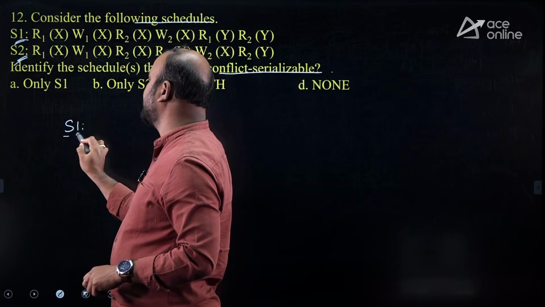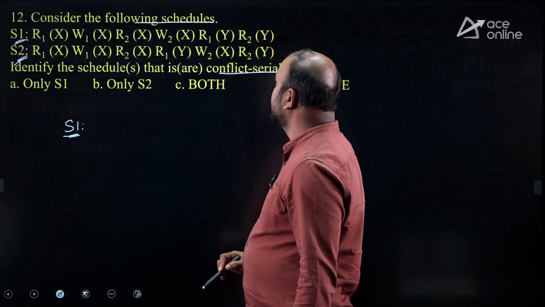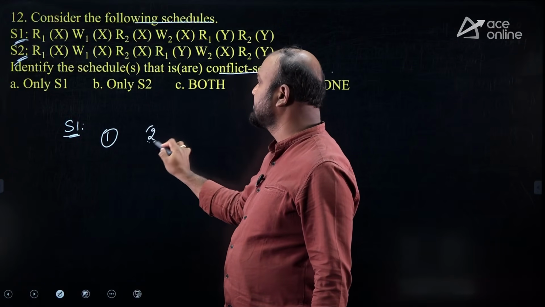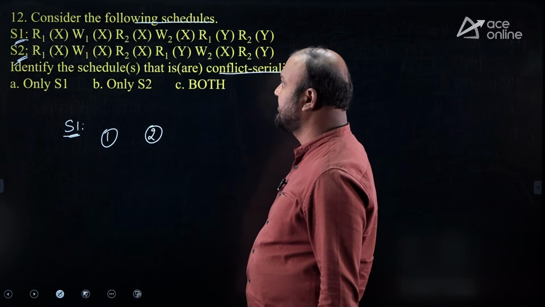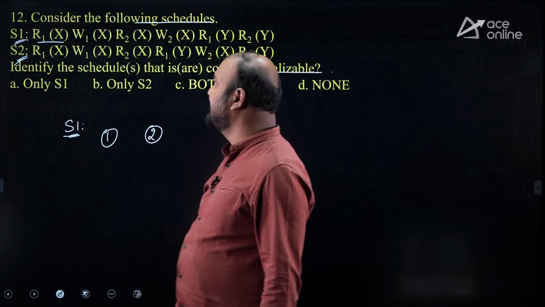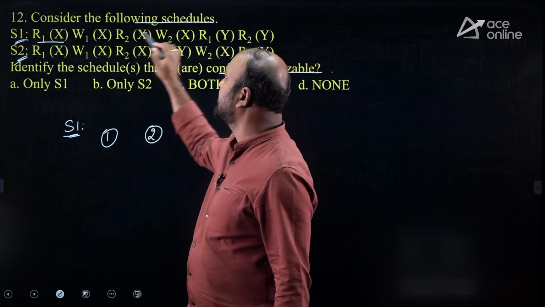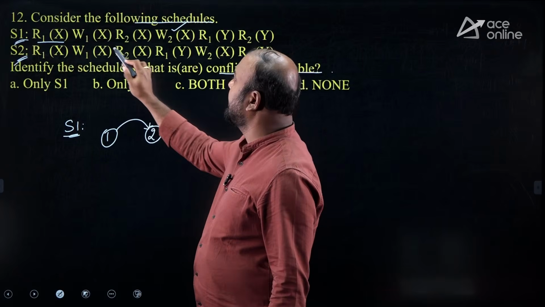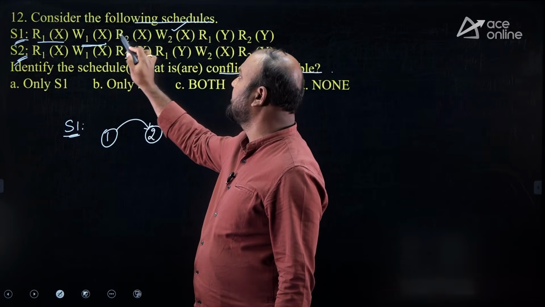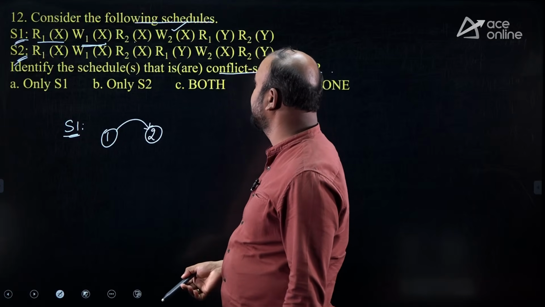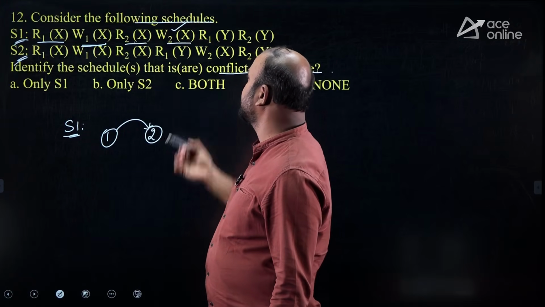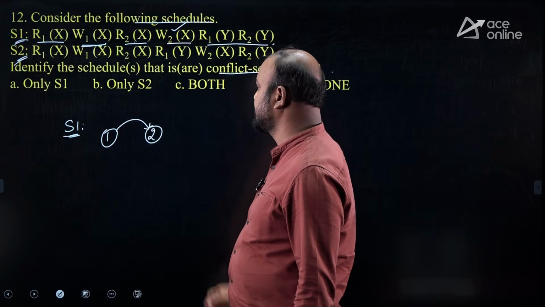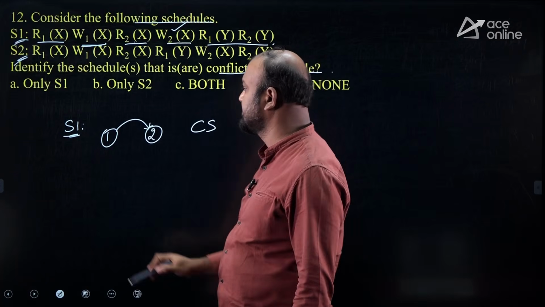For S1, we have to draw the precedence graph. By looking, we can understand the subscripted number. There are two transactions. And what are the conflicts? Read X conflicts with write X of the other transaction, one conflicts with 2. So, 1 to 2 is an edge. And write X is one conflict with read, already 1 to 2 is there. And this is the same transaction, not conflicts. And there are no more conflicts. So, we can say S1 is CS.